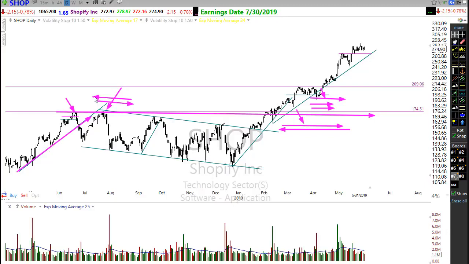We put on that bear call credit spread, and that's a winner. We can put it on over here, and it's a winner. We can put it on over here, and it's a winner.